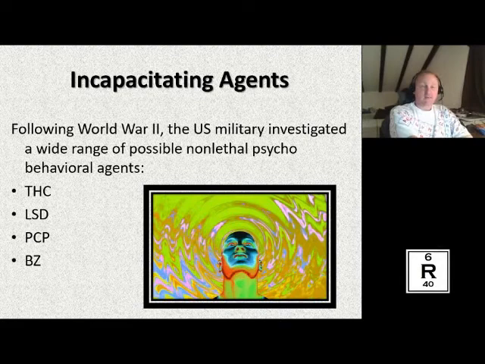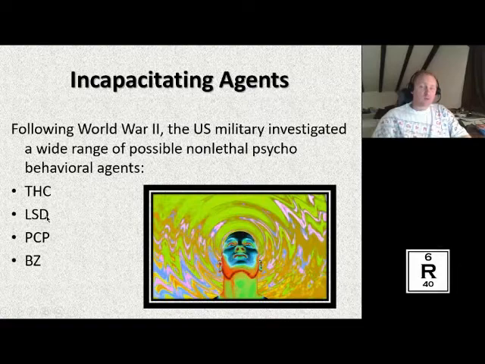LSD is very, very potent. You only need a fraction, just a micro droplet, to give people the effects of LSD that will last 8 to 12 hours. Extremely powerful drug. They were trying to weaponize it and figure out the effects of using LSD in combat. They've used LSD for a lot of different things.